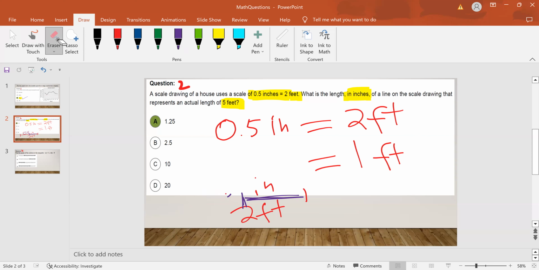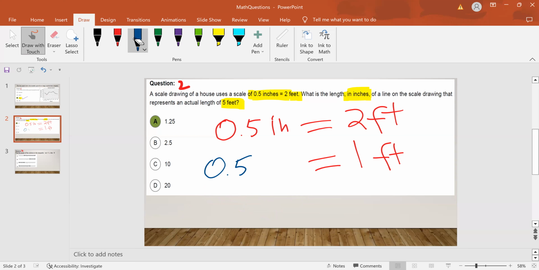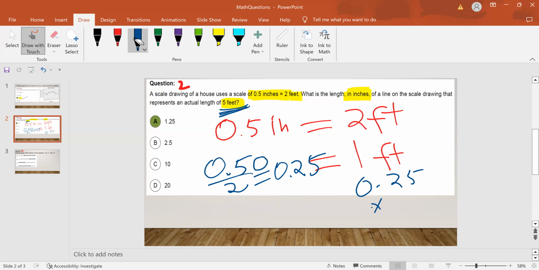Okay, it's like we have 50 cents to divide by 2. That gives you a quarter, which is 0.25. So having 0.5 divided by 2, this gives you 0.25, because 0.5 is the same as 0.50. So 0.50 divided by 2 gives you 0.25. Okay, so that's the value of 1 foot. Now, to find the value of 5 feet, we take the value of 1 foot, which is 0.25, and we're going to multiply this by 5.